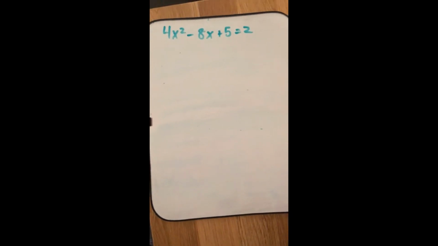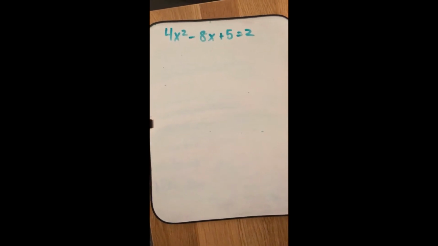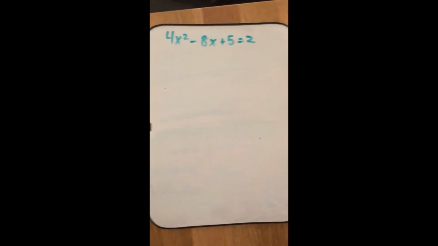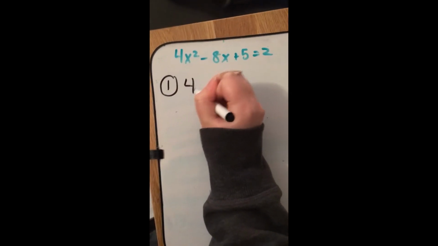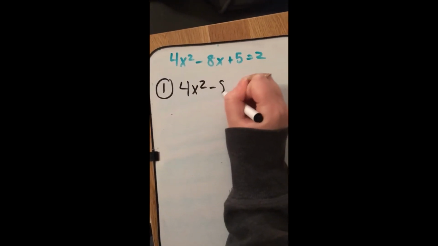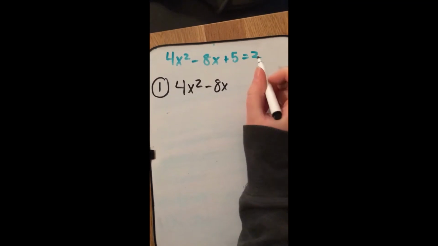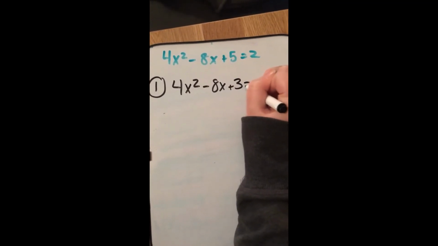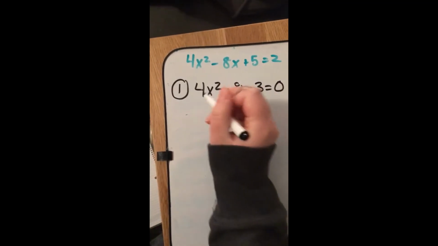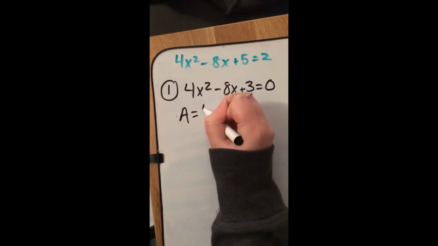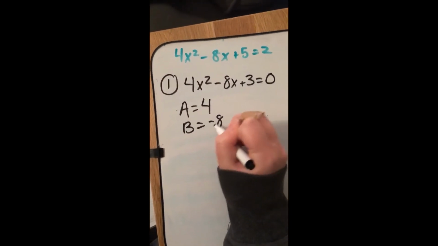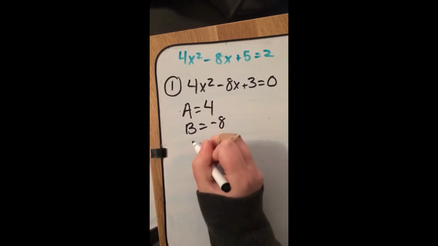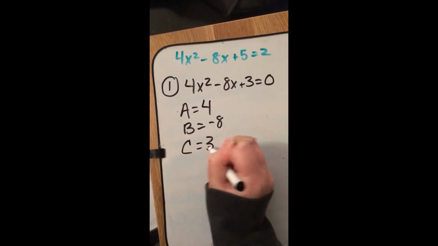All right, so let's see an example. 4x squared minus 8x plus 5 equals 2. The first thing we have to do is put it in standard form. So 4x squared minus 8x, 5 minus 2 is 3, equals 0. We know that a is going to equal 4, b is going to equal negative 8, remembering to keep the negative sign, and c is going to equal 3.